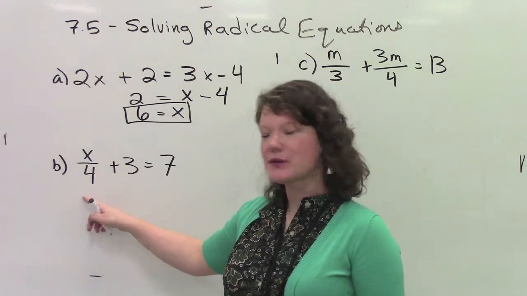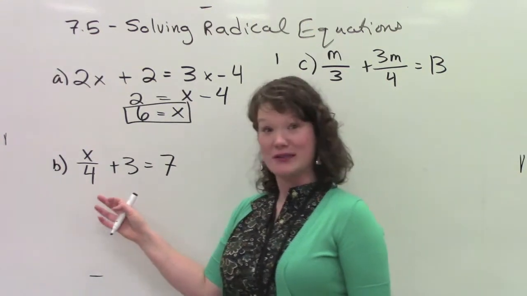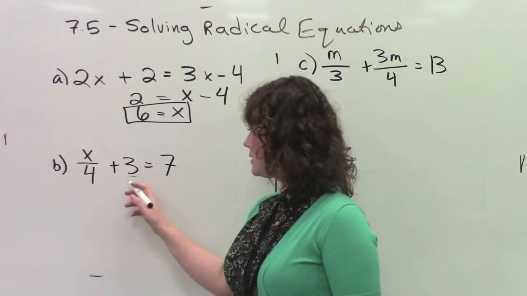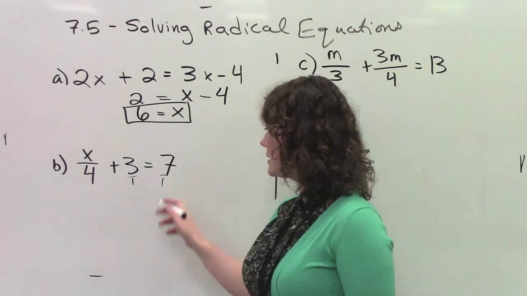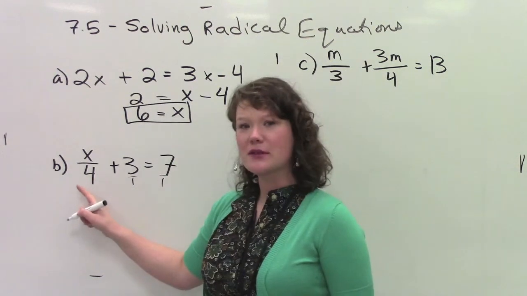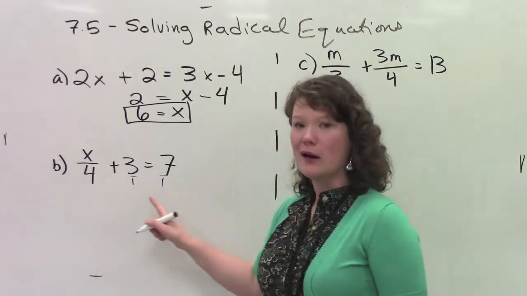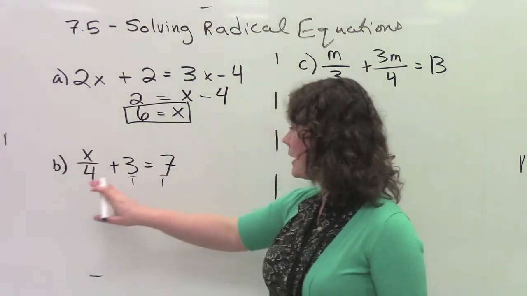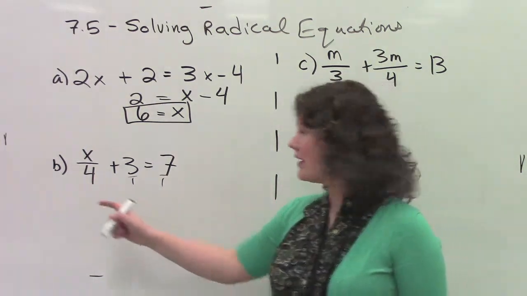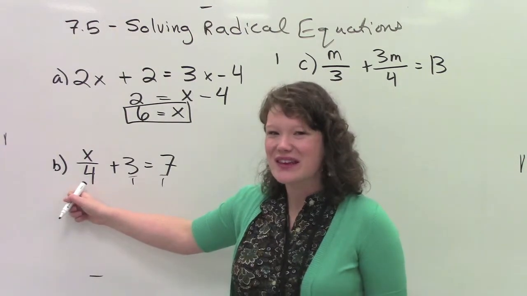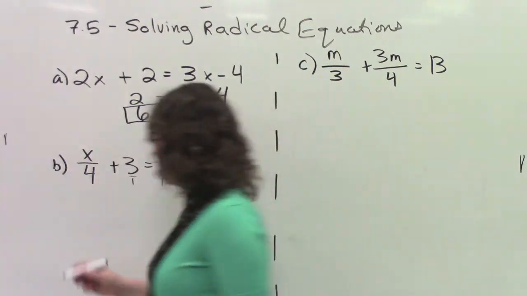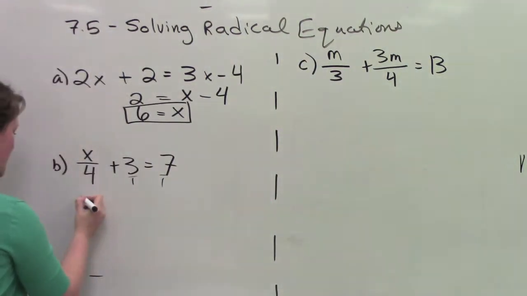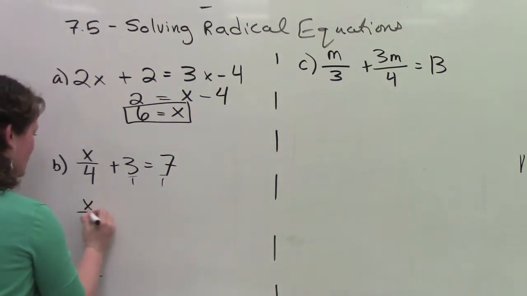So what we want to do is multiply by the lowest common denominator. We're just going to pretend that these guys are over 1. What's the lowest common denominator between 4, 1, and 1? It's 4. So we want to multiply each of these terms by 4, then we can get rid of this fraction right here. So I'm going to write everything down again.